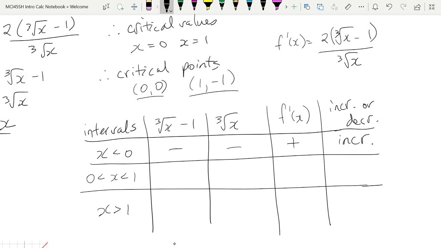It's increasing. If I'm between 0 and 1, well, sorry, hang on. If I cube root a positive, but it's smaller than 1, well, the cube root of that's going to make it even smaller still. So when I minus 1, I'm still going to be negative. But cube rooting that number, it is a positive. So a negative divided by a positive is a negative. So we're decreasing. And then when I'm bigger than 1, then the cube root of any number bigger than 1 will still be bigger than 1. So that's positive, positive, positive. We're increasing. Okay, I'm ready for a conclusion now.